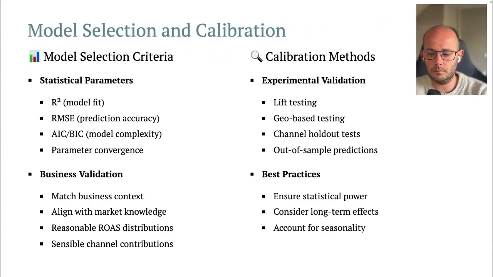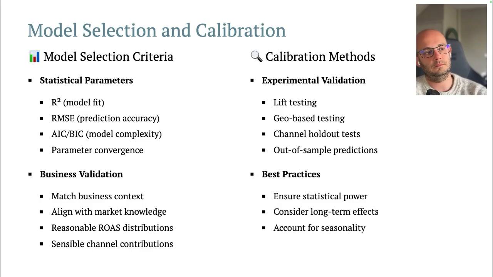And now we come to the part where we need to select and calibrate the model. How do I know that the model will reflect reality? Now, there are the statistical parameters of a linear regression. So we're talking R squared, i.e. model fit. It will tell you how much of the data's variability is explained by the model. You have RMSE, i.e. root mean squared error. It's basically the error between the forecasts of the model and the actual data.